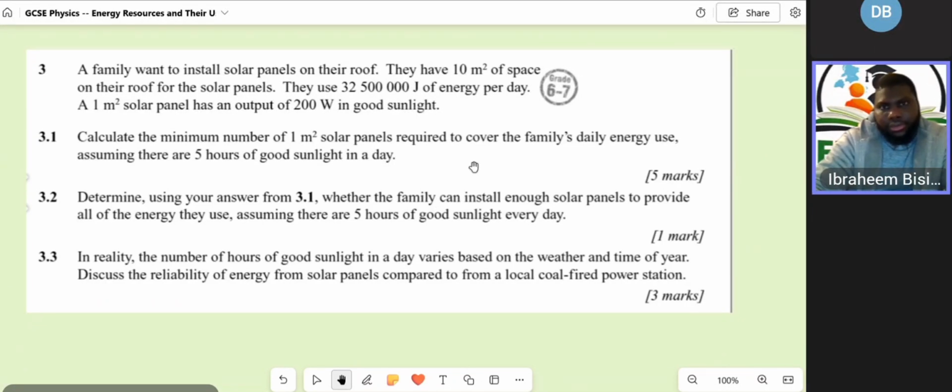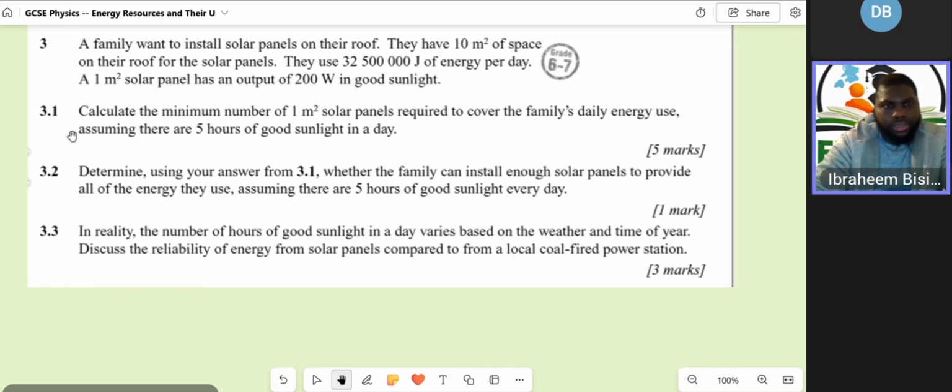Now, the third question says a family want to install solar panels on their roof. They have 10 square meters of space on their roof for their solar panels. They use 32,500,000 joules of energy per day. A 1 meter square solar panel has an output of 200 watts in good sunlight.